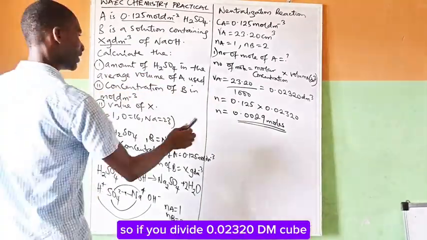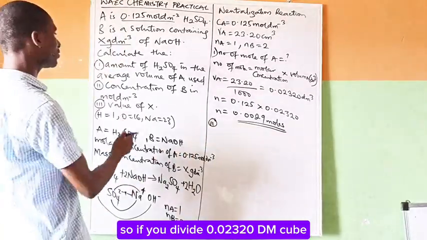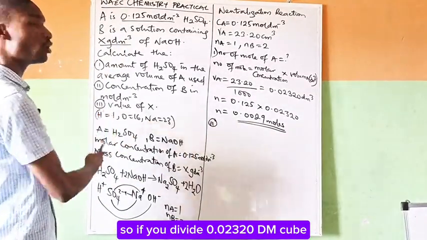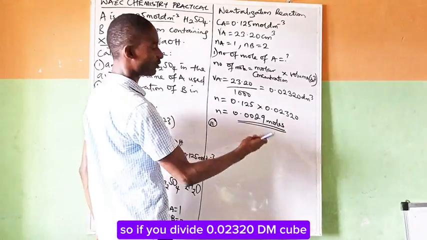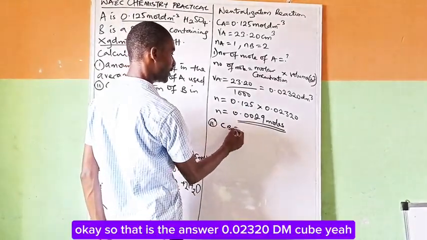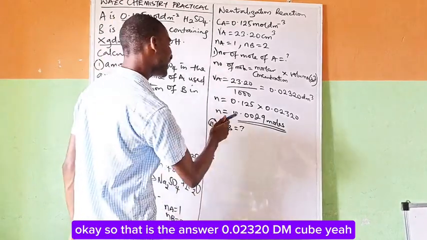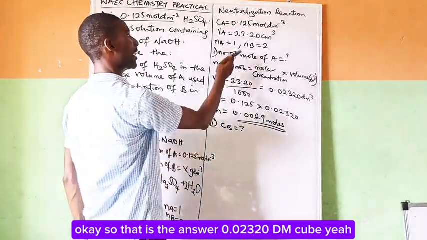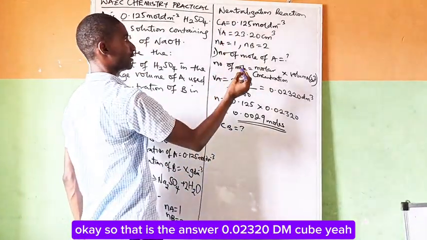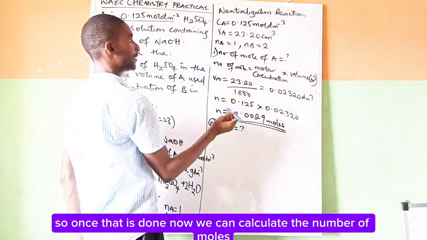Now the second question says we should calculate the concentration of B in mole per dm cube. That is the molar concentration. So we are looking for CB now. So now we already have our Ca, all right, we have Va.